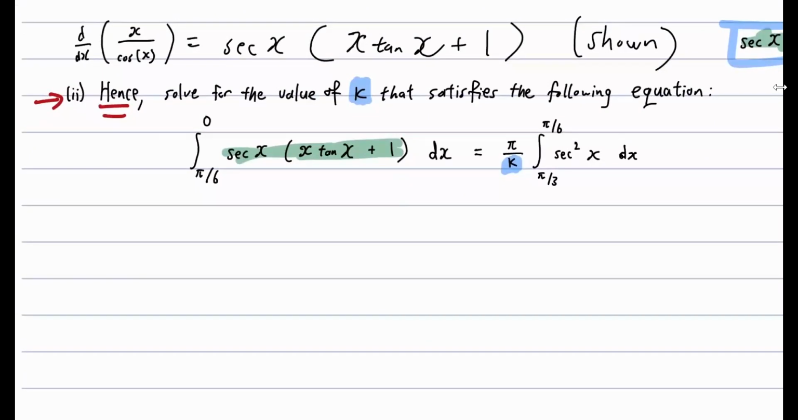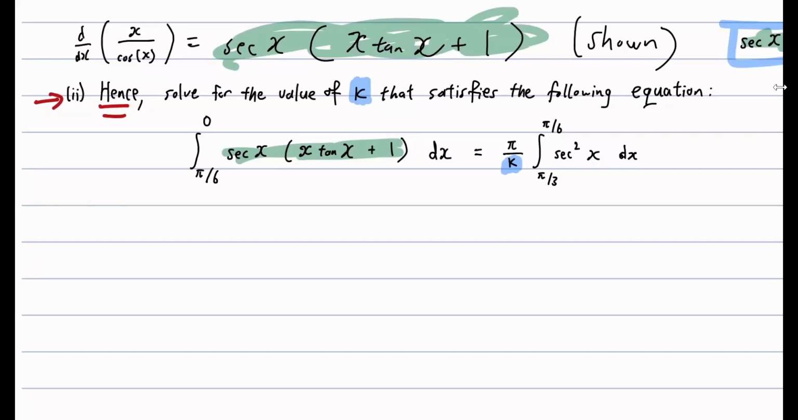Which one looks okay? Let's take a look at the left hand side first. Does it look familiar to you? Yes, right. The green color. Yeah, it's the same. Good. So after you integrate this, what do you get?